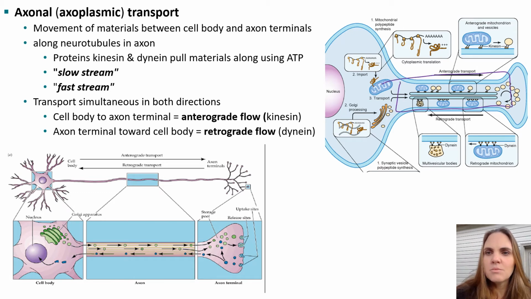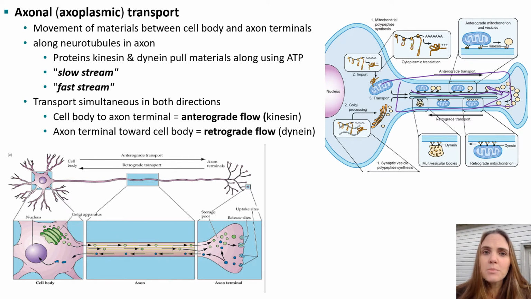And you can see in this image on the right a representation of the materials being pulled along those neurotubules by those special proteins with the help of ATP coming from those mitochondria. And we can move materials quickly or slowly. We have slow stream movement, and with slow stream movement, we're just moving a few millimeters per day, whereas fast stream movement can be up to 1,000 millimeters a day, so much quicker.